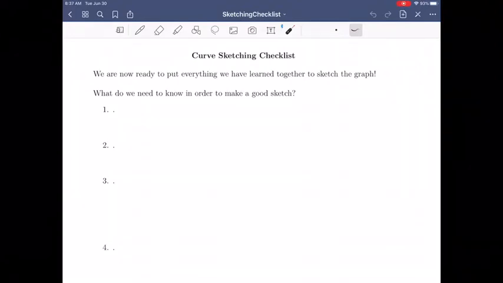So in this video, we're going to talk about all the things that we should look for when we're making our sketches. So this is the curve sketching checklist. I'm going to try and give a little bit of details about each thing in here so we can remind ourselves what we're looking for and how we find it. But we're going to put all these things together to sketch our graphs in the next few videos. So you might notice that there's quite a few things in this list.